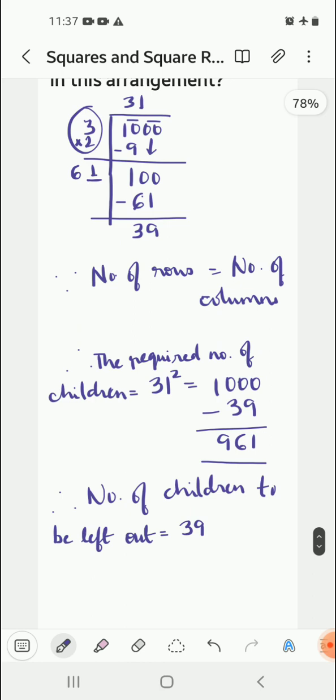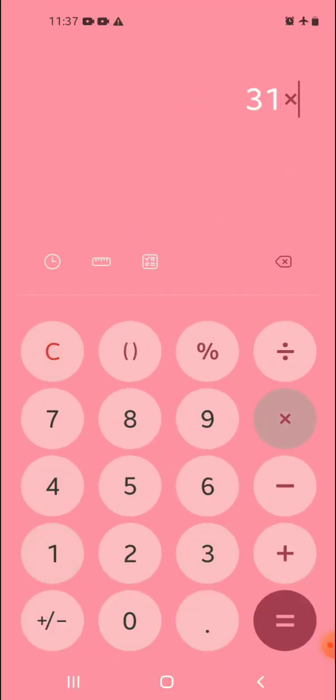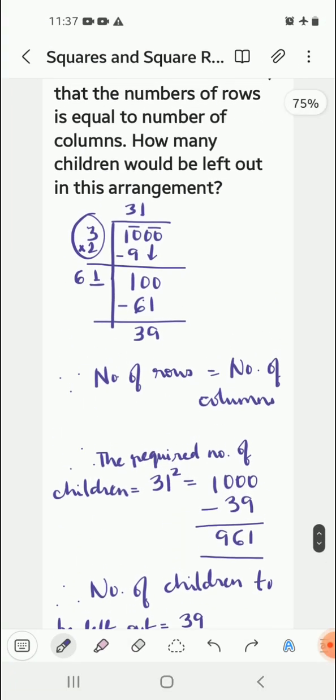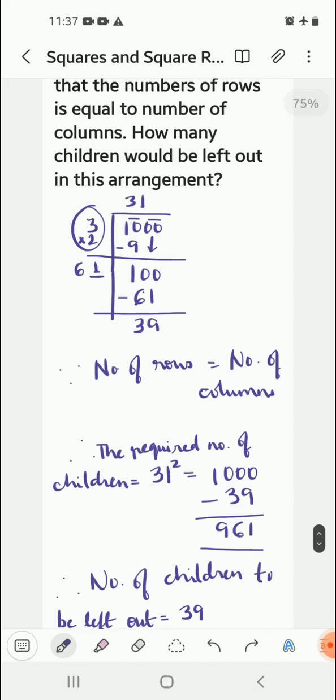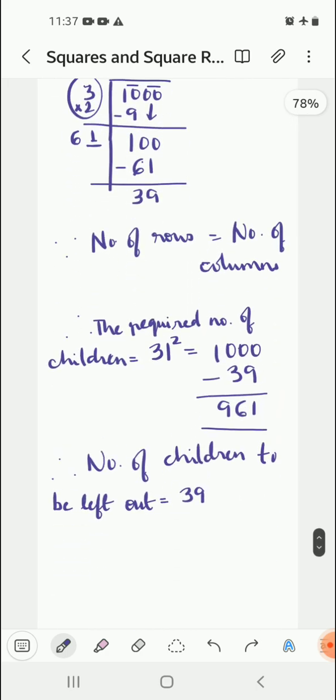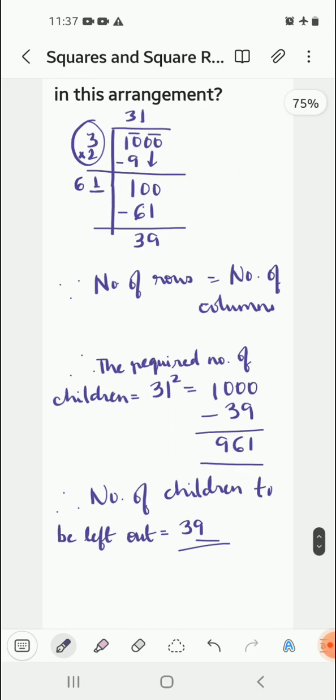Now, if you want to check the answer, you can find out that 961 is actually 31 square. We can check the answer. 31 into 31, see, we got 961. So this is how we are going to solve these kinds of sums. This is the answer for one part and this is the answer for the other part. That is, 31 square is equal to 961.